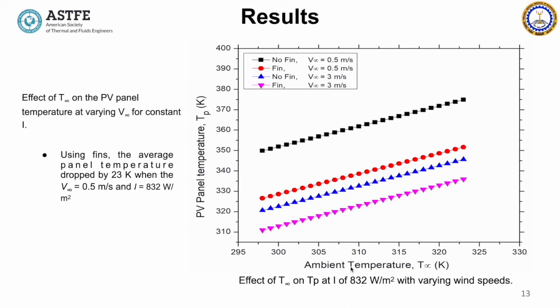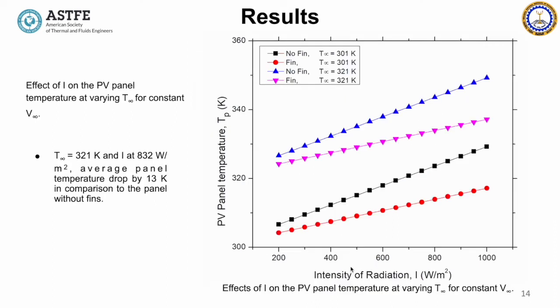Using the fin, the average panel temperature dropped by 23 Kelvin when wind velocity was 0.5 meter per second and irradiance level 832 watt per meter square. And in this figure, the effect of irradiance on the PV panel temperature at varying ambient temperature for constant wind velocity: at ambient temperature 321 Kelvin, irradiance 832 watt per meter square, the average panel temperature dropped by 13 Kelvin in comparison to the panel without fins.